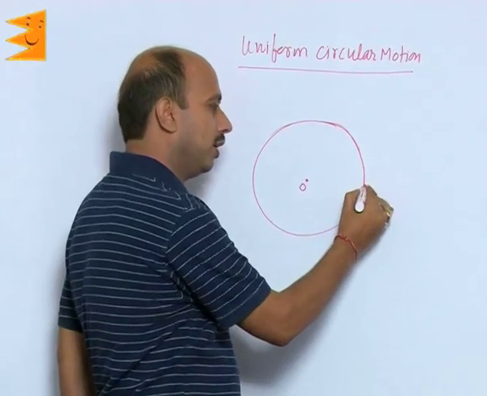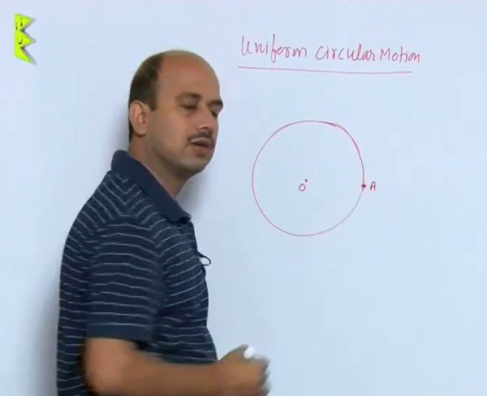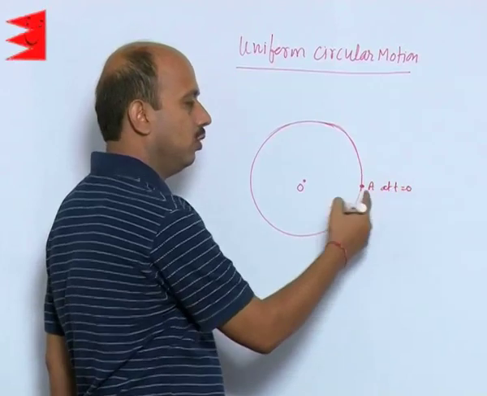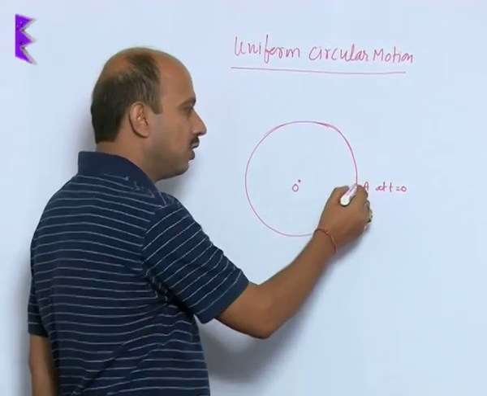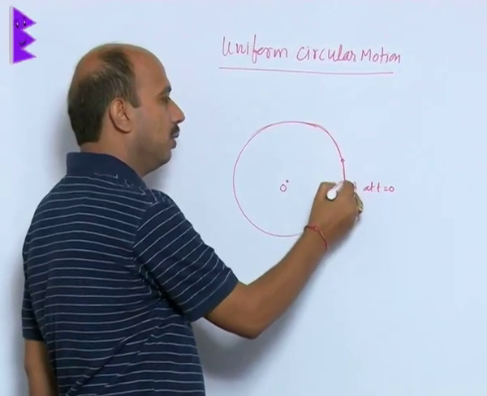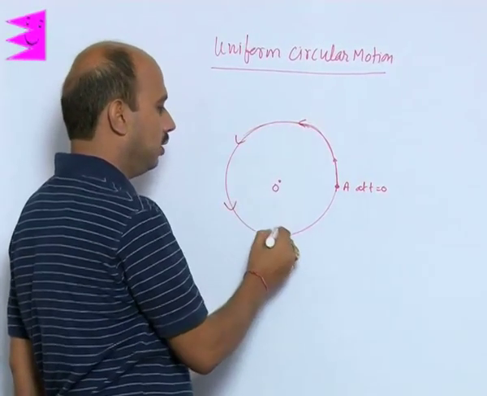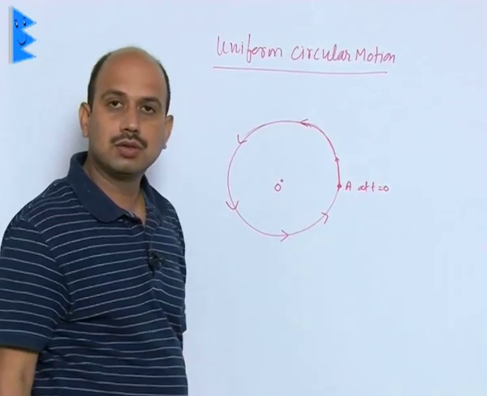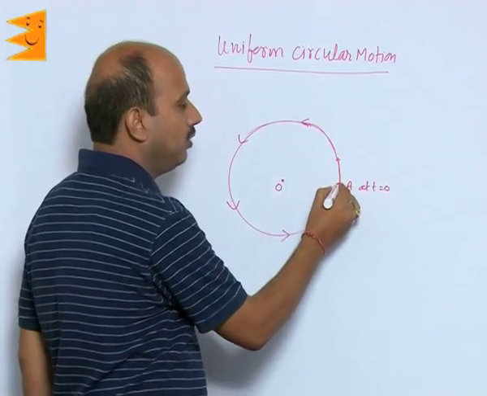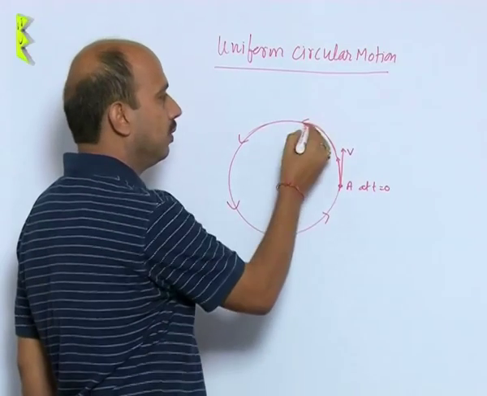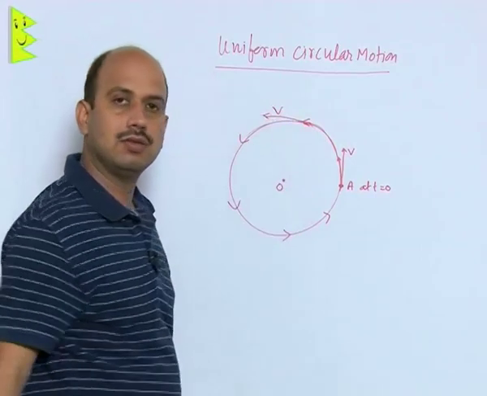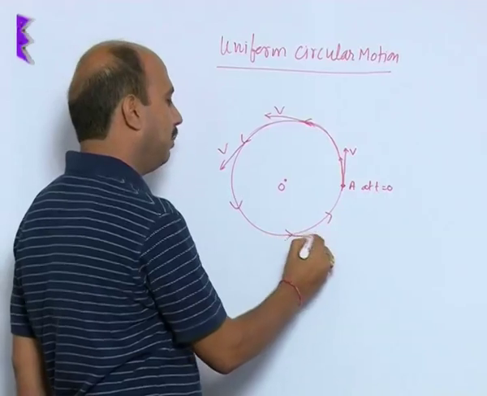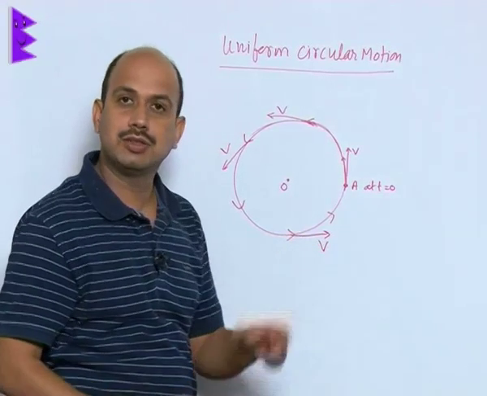Suppose you have taken the point A from where motion starts. Now, we can take the origin here, t is equal to 0. As the body starts moving from here, it comes to here, here, here, here and here, and ultimately comes back to this position. Everywhere on this circular path you will find that when the body is here, the direction of velocity is like this. When the body is here, the direction of velocity is like this. So every time the direction of velocity keeps on changing.